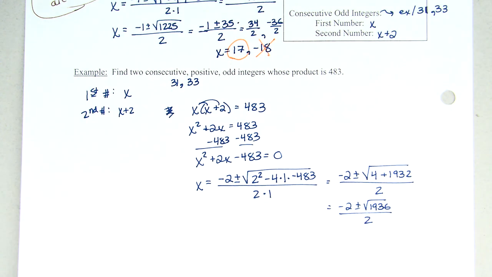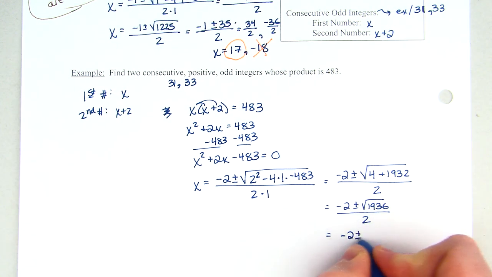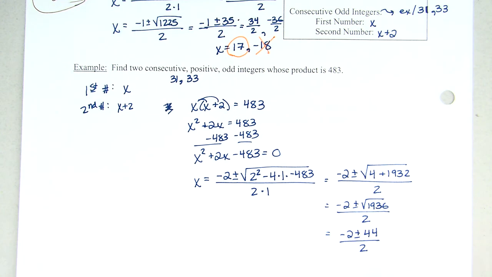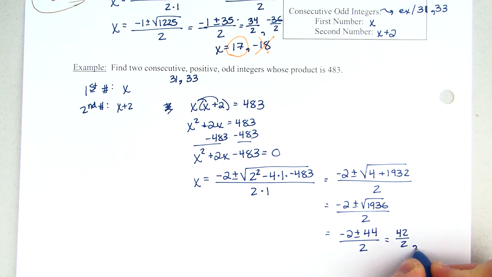Again, I'm going to try to take the square root, and it should be a good number, otherwise I'm not going to get integers for my answer. Negative 2 plus or minus 44 over 2. Do the addition, you'll get 42 over 2. Do the subtraction, you'll get negative 46 over 2. So I'm thinking 21 and negative 23 for the x values.